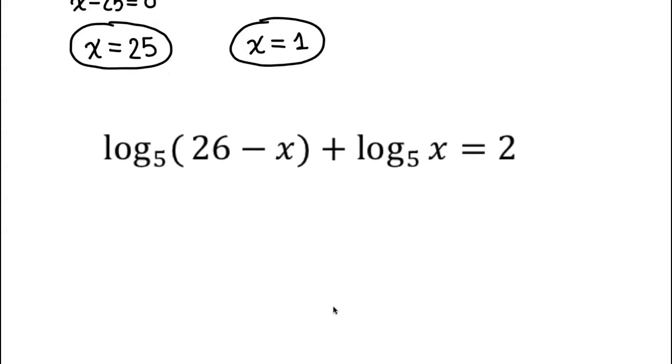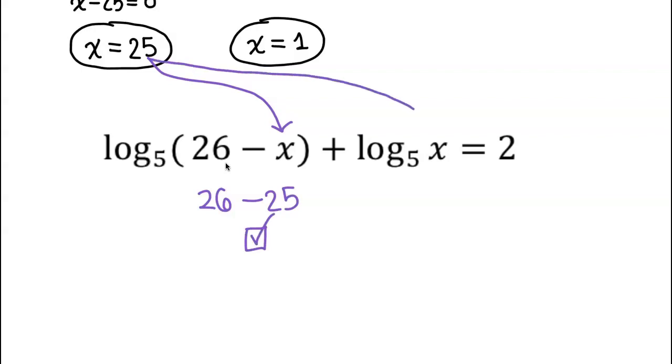So when you plug these x values into the log expression, the log argument must be positive. So imagine, look at this. If I plug in 25 in here, I'm going to get 26 minus 25. Is that a positive number? Yes, that's a positive number. So it passed the first check. Now, if I plug this 25 in here, the log argument will just be 25, and that's a positive log argument. So 25 passed the check. This is a solution.